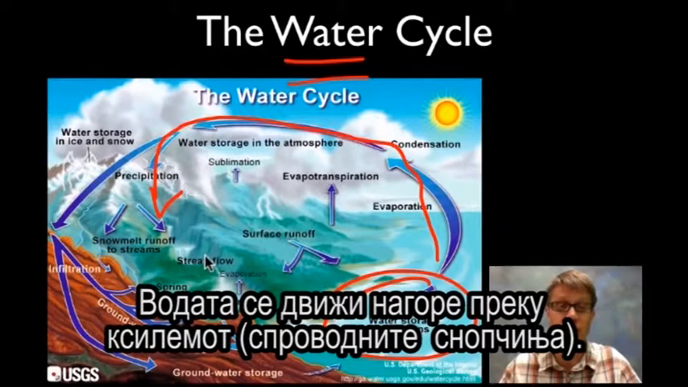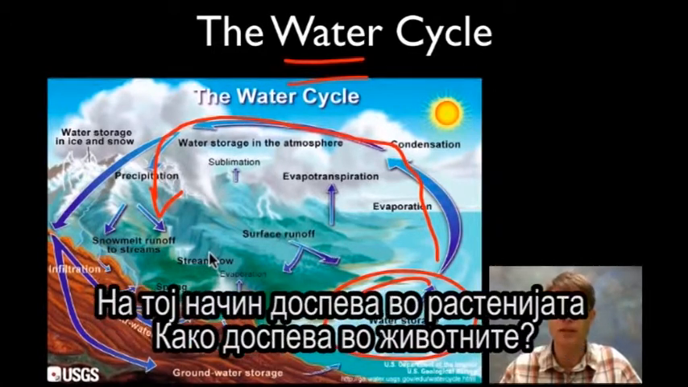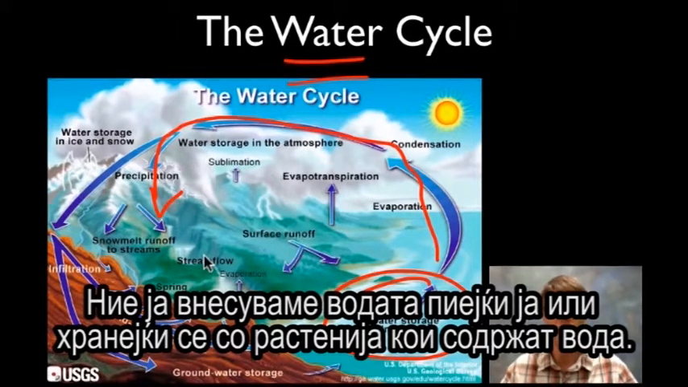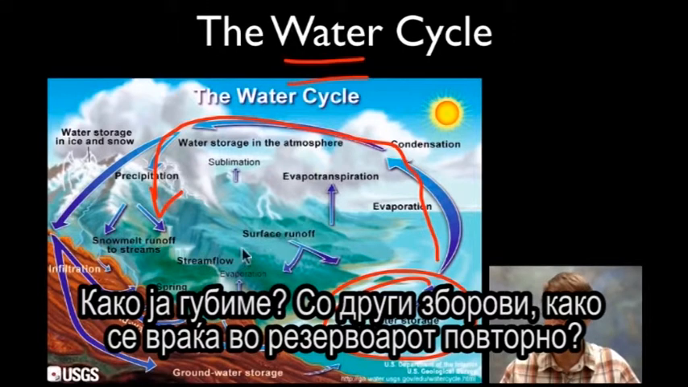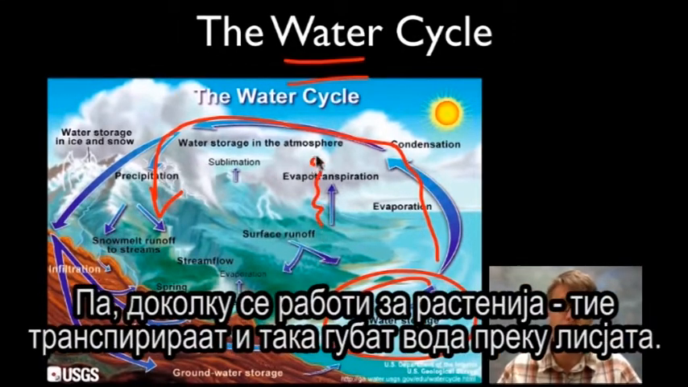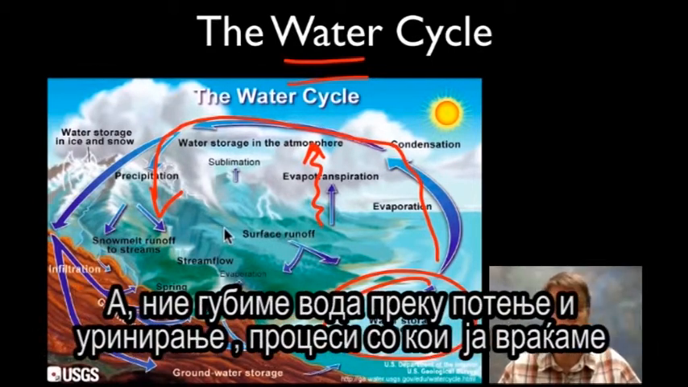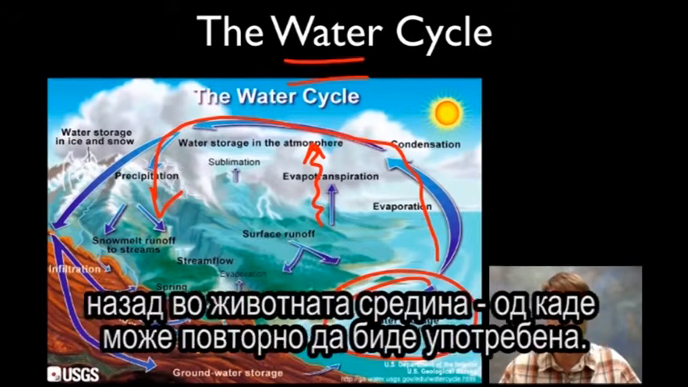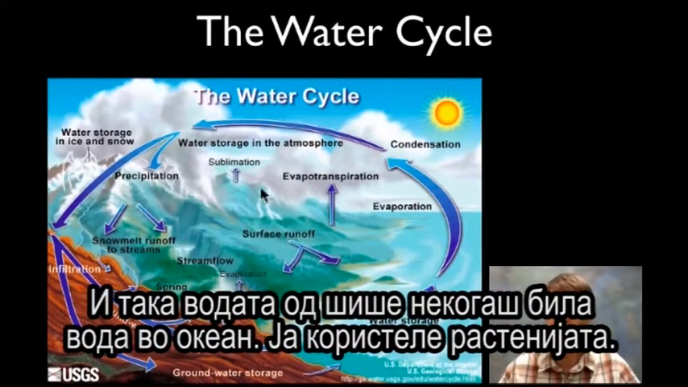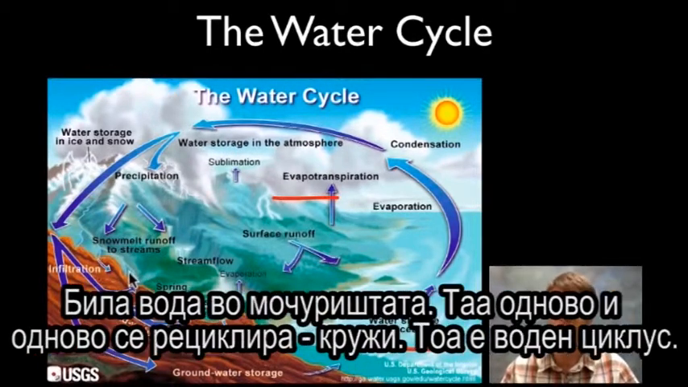It's going to move up through the xylem. So that's how it gets into plants. How does it get into animals? Well, we get water in us by drinking it or eating plants that contain water. How do we lose it? In other words, how does it go back to the reservoir again? Well, if it's plants, we're going to transpire. They're going to lose that water through their leaves. And in us, just sweat or urination, we're going to lose that water back to the environment so it can be recycled again. And so the water in a water bottle used to be water in an ocean, used to be water in a plant, used to be water in a swamp.